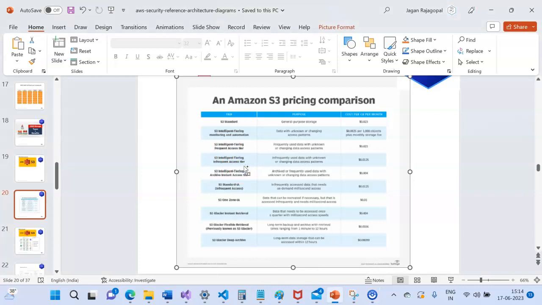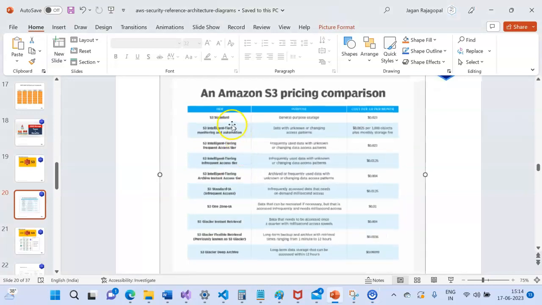If you see here, there are different kinds of S3 tiers. You have S3 Standard, S3 Intelligent-Tiering, S3 Standard-Infrequent Access, S3 One Zone-Infrequent Access, and Glacier. So let us go into detail. S3 Standard is general purpose and the cost is a little bit higher compared to the others. It stores data in three availability zones.